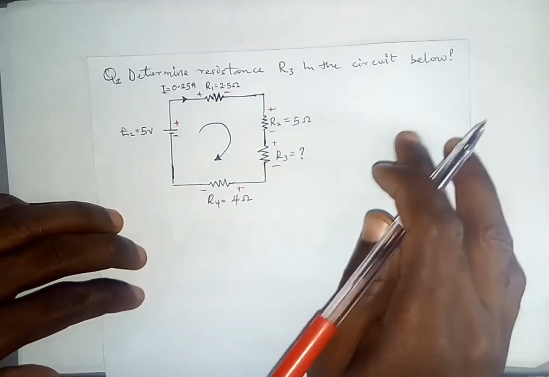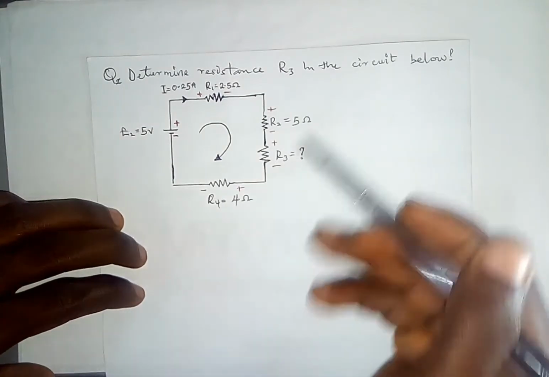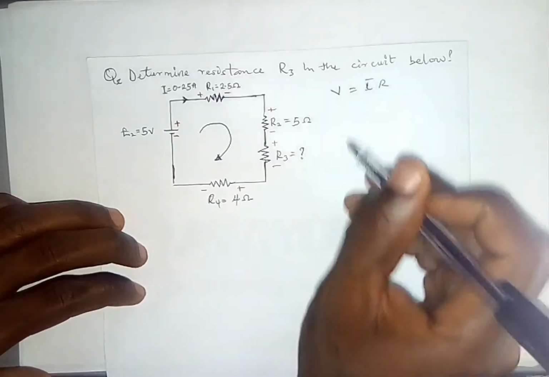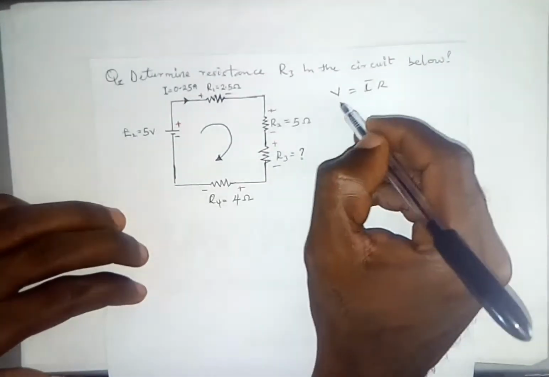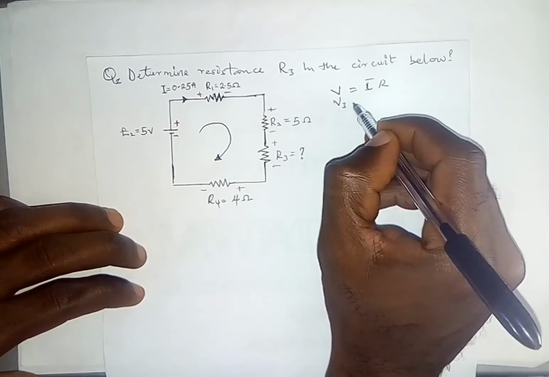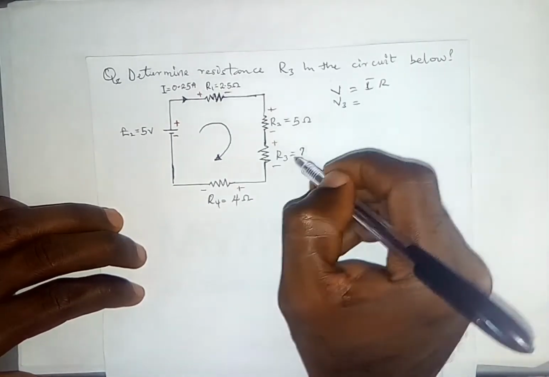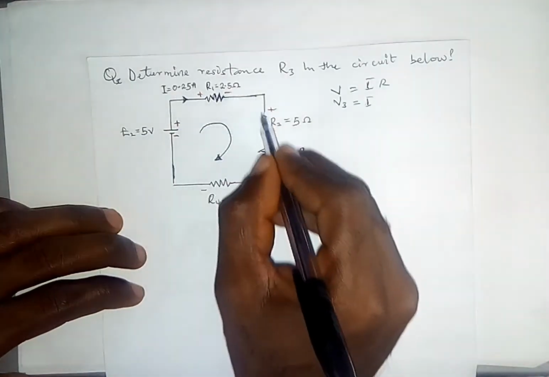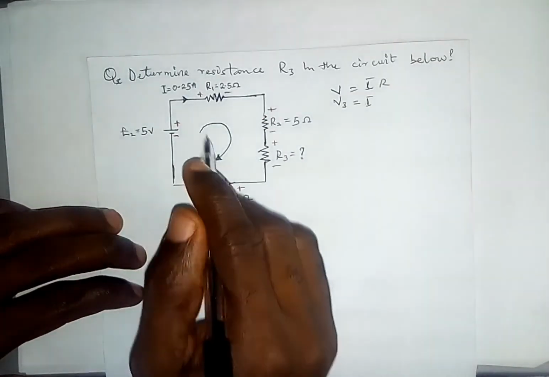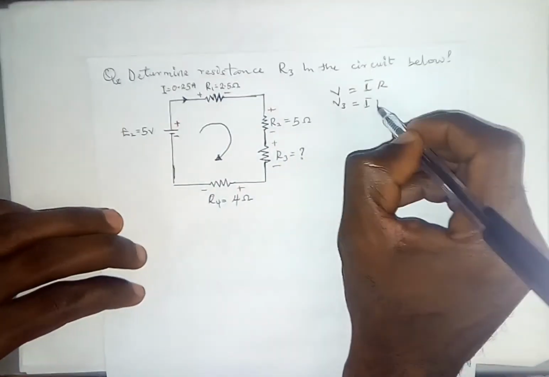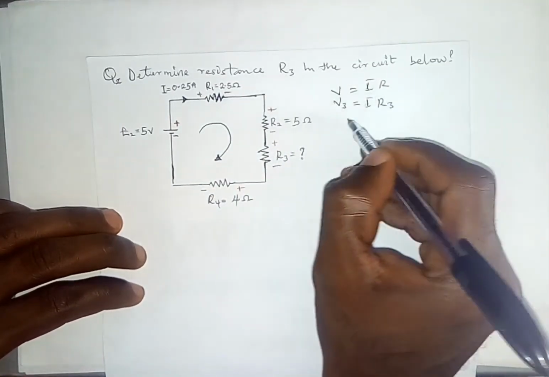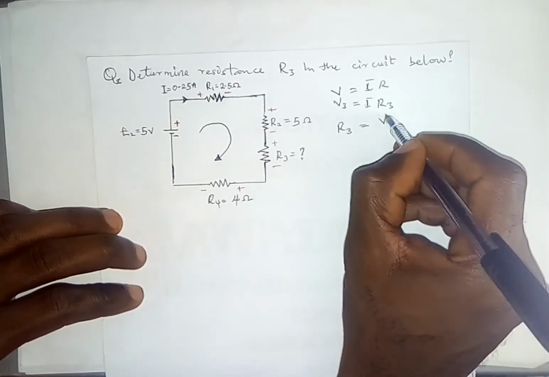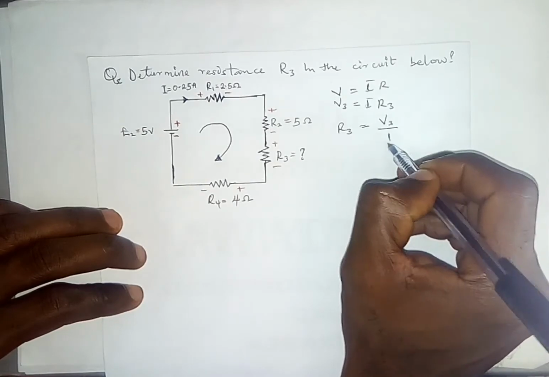Now, if we remember from Ohm's law, V equals I R, but what we are looking for is around R3, so everything related to 3 is going to be our component, which is V3, I. The I is the same because in a series connection, the current is always the same, and we have R3. We are looking for our R3 now. We're going to manipulate Ohm's law: R3 equals V3 over I.